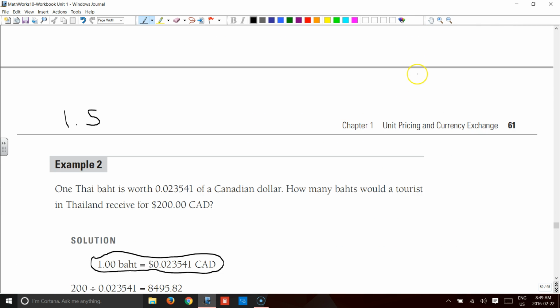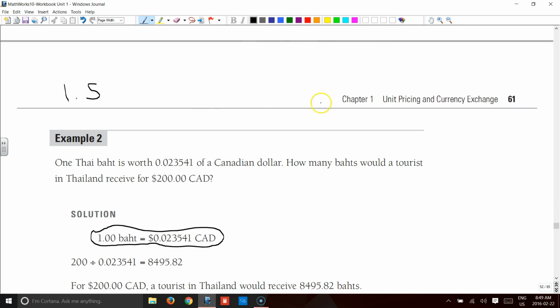In this case, it's a bit more clear. Well, actually, no, it's not. It's exactly the same as what I just showed you. They are showing that it says 1 Thai baht is worth that much Canadian. So 1 Thai baht, this is difficult to write with this mouse, 1 Thai baht is equal to this much Canadian. Okay?